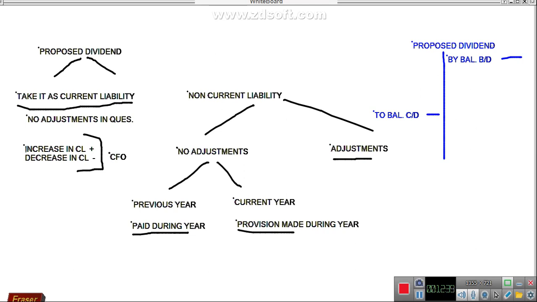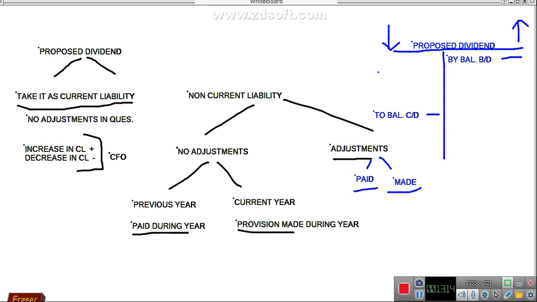After this, because this proposed dividend is a liability, if you follow a modern approach, it says that if liability decreases, you debit it. If liability increases, write it on the credit side. So when proposed dividend paid during the year is given in the adjustments, because in adjustments either you will get dividend paid during the year or you will get provision for dividend made during the year. So you will be given one of the two in the adjustment, either paid or made.